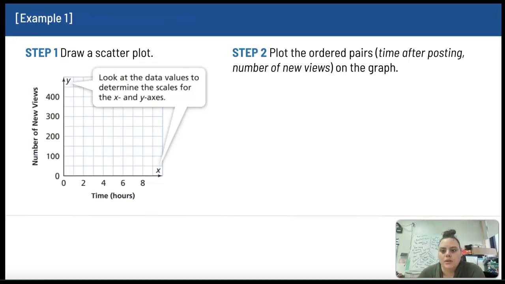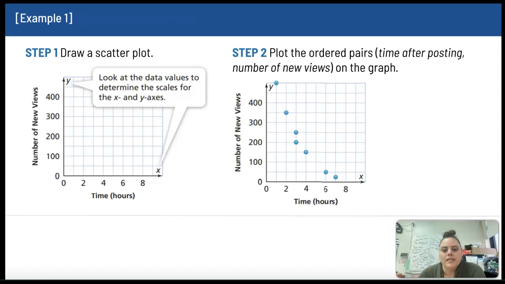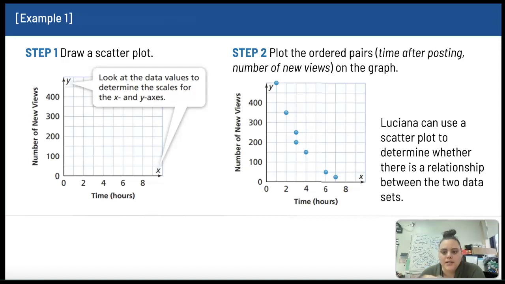Then we plot the ordered pairs, which is the time after posting for X and the number of new views for Y. And we can see a trend. So she can use a scatter plot in order to determine whether there is a relationship. And it looks like there is some type of relationship: as the number of hours passed, the number of views go down.